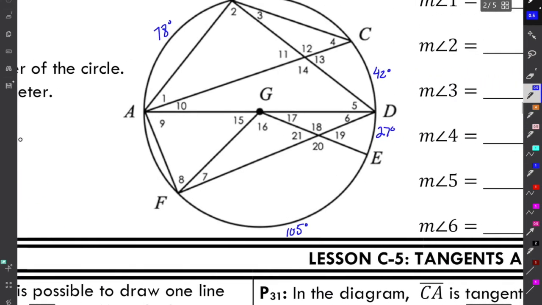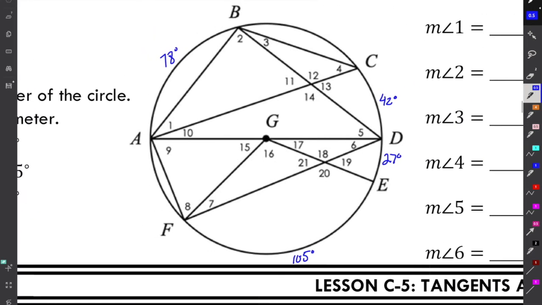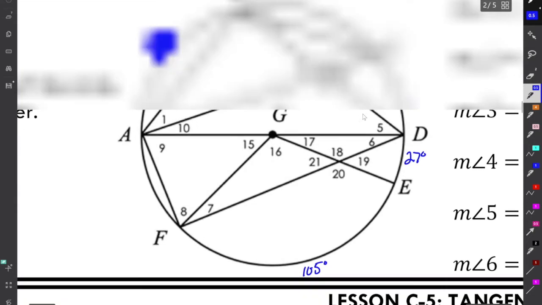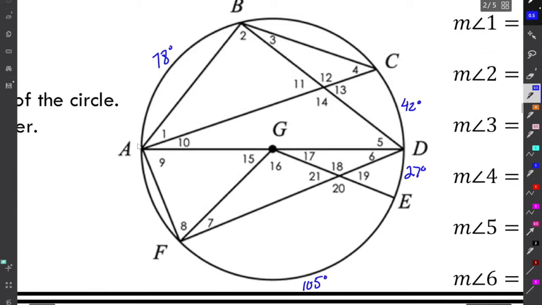Now before I even look at that thing, I like to fill in what I can figure out. I can find AF now, can't I? Since AD is the diameter, these three arcs will add up to 180. So we'll do 180 minus 105 minus 27. That's 48 degrees. Now I can also find BC by doing 180 minus 78 minus 42. That's 60 degrees. Our BC is 60 degrees.